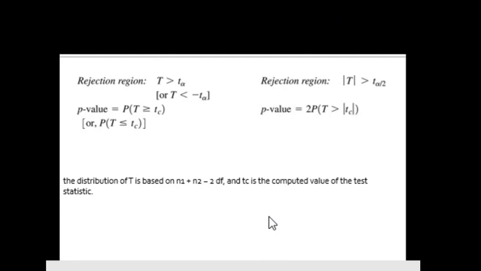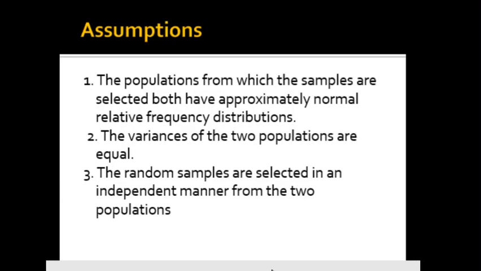Okay, now for this test also we will use the p-value method. For the p-value method, since it's a t-distribution, we need the probability of t greater than, less than, for the greater than or less than test. If it's a two-sided test, we will use 2 times the probability of t greater than the absolute value of t calculated. The degrees of freedom will be n1 plus n2 minus 2. We will use the t-table for computing the p-value for this one.